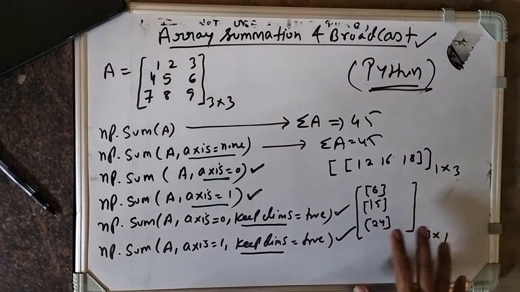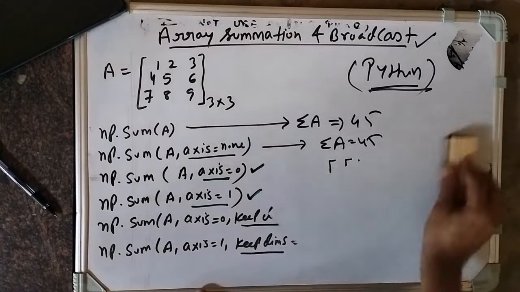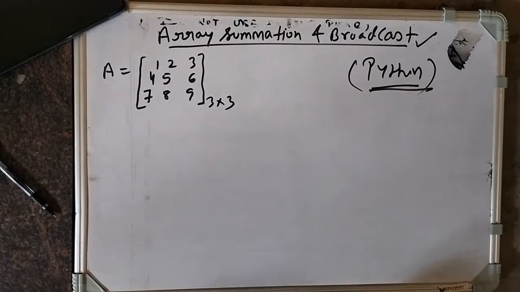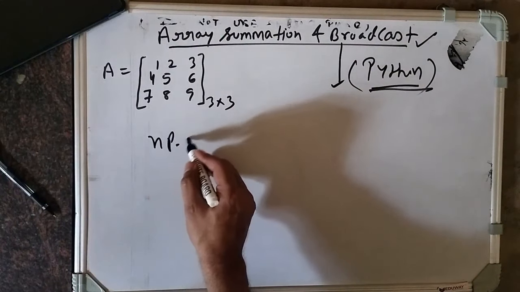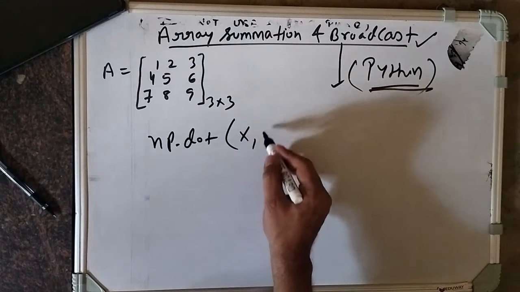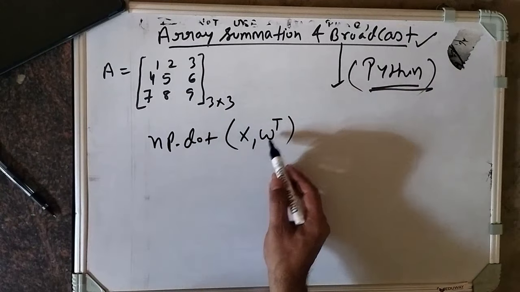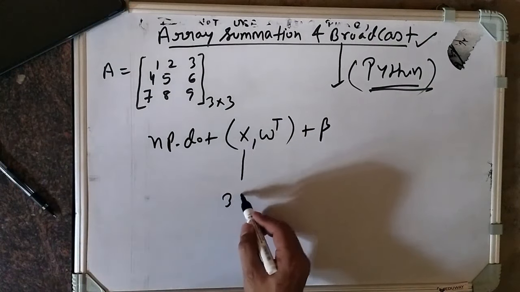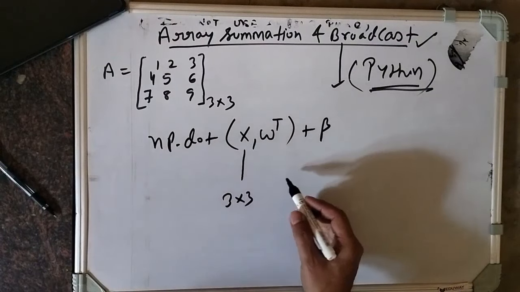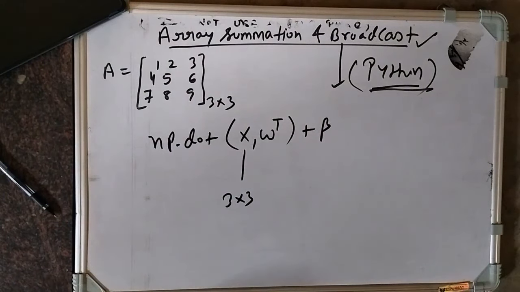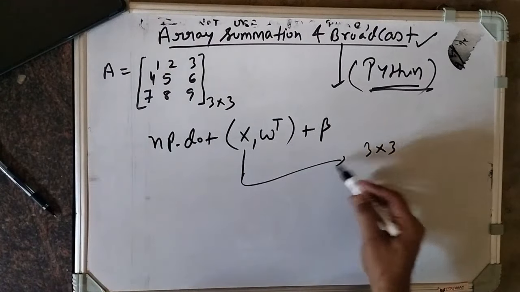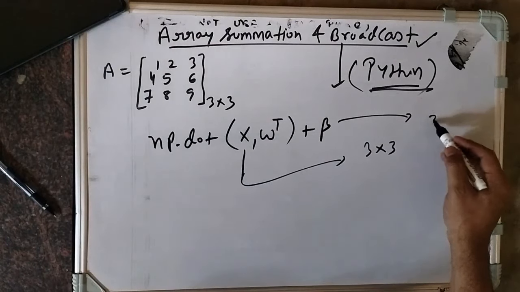Now we will discuss the broadcasting rule. We are discussing the broadcasting rule. Suppose you write np.dot of x with weight transpose plus your bias. Suppose this matrix is 3 by 3, and this one is a 3 by 3 matrix, and this one is 3 by 1.